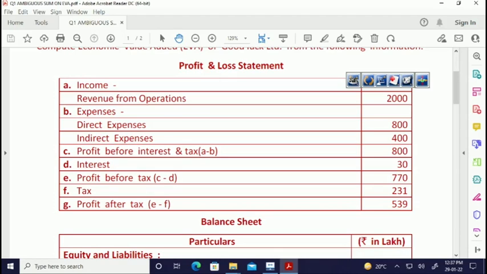Sir, do we have to remember this? Yes, we have to remember this. Sir, can't we do the correct solution and then write a note? No, you can't do the correct solution. Correct as per ICAI, what is correct as per ICAI? 800 plus 40 minus 231, 609.